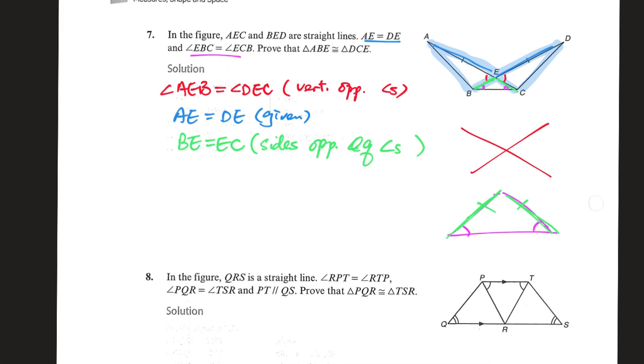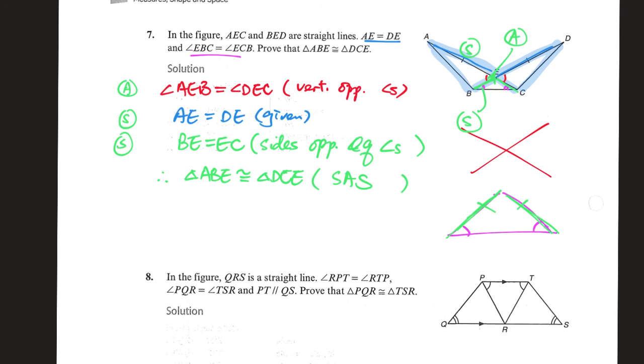So now you can see that we have an A here, we have an S here, and we have an S here. So as a result, we can conclude that triangle ABE and triangle DCE are congruent to each other because of SAS this time. Because there's an S for the AE, the red angle is an A, and BE is an S. And now you will see that the angle A is between the two S's, so that's why the reason is SAS. I hope the video helps you a lot on proving congruent triangles. It's time for you to work hard. See you.